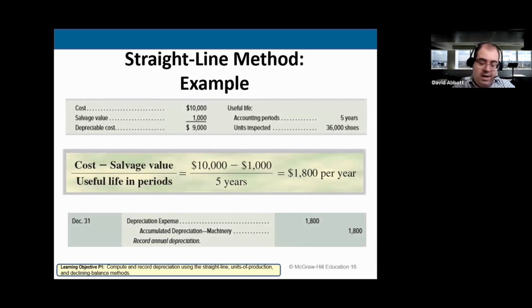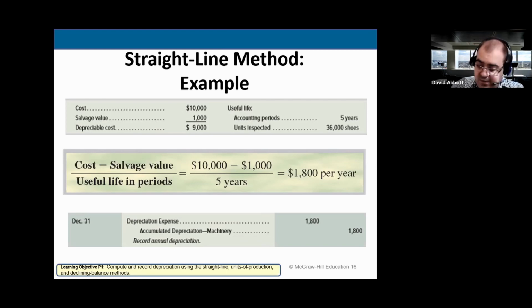So the straight line method. The straight line depreciation charges the same amount of expenses to each period of the asset's useful life. A two-step process is used. We first compute the depreciable cost of the asset, also called the cost to be depreciated. It is computed by subtracting the asset's salvage value from its total cost. Second, depreciable cost is then divided by the number of accounting periods in the asset's useful life.